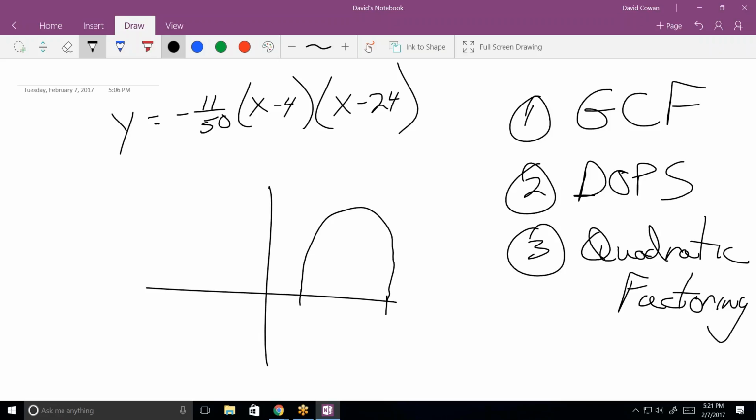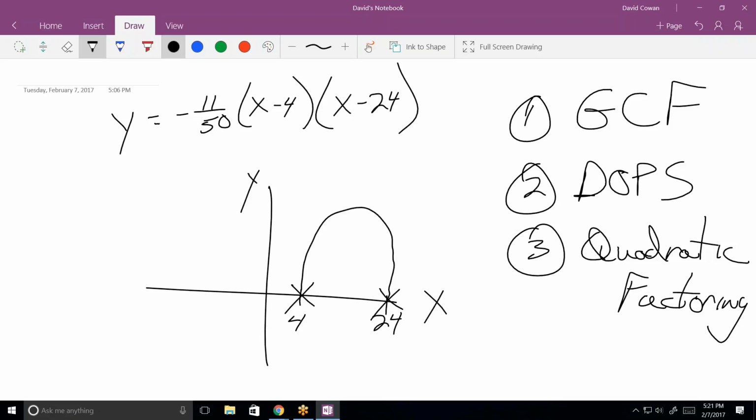Okay? And this point is 4, and this point's 24, right? In other words, if you were to set this equal to 0 and solve, you would get x equal 4 or x equal 24, right? And setting it equal to 0, the reason you do that is because when we're down here where I made that x and this x, y is 0, correct?